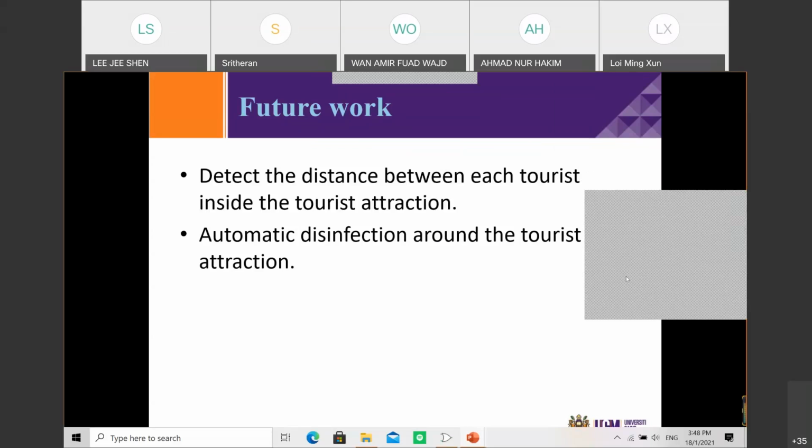So another thing is that we hope that we can add a device for automatic disinfection around the tourist attraction.